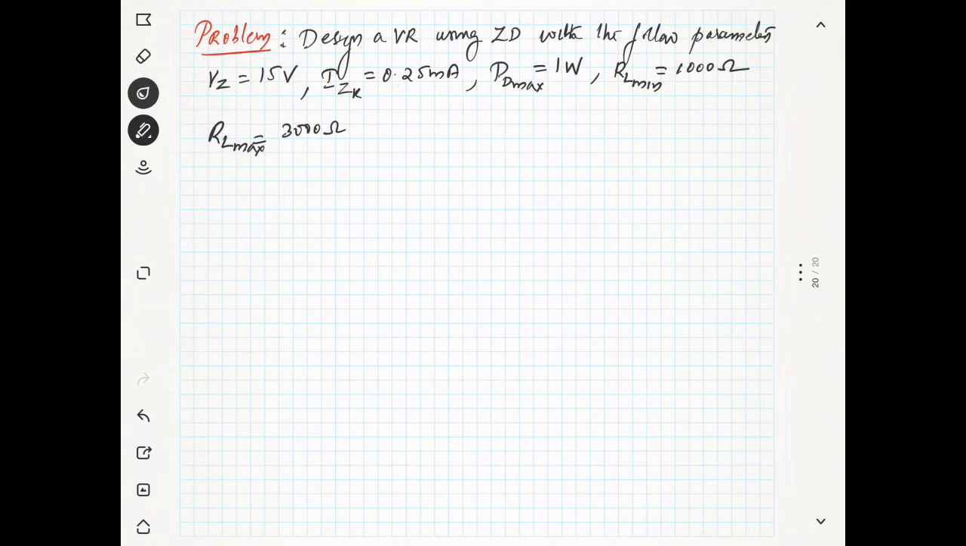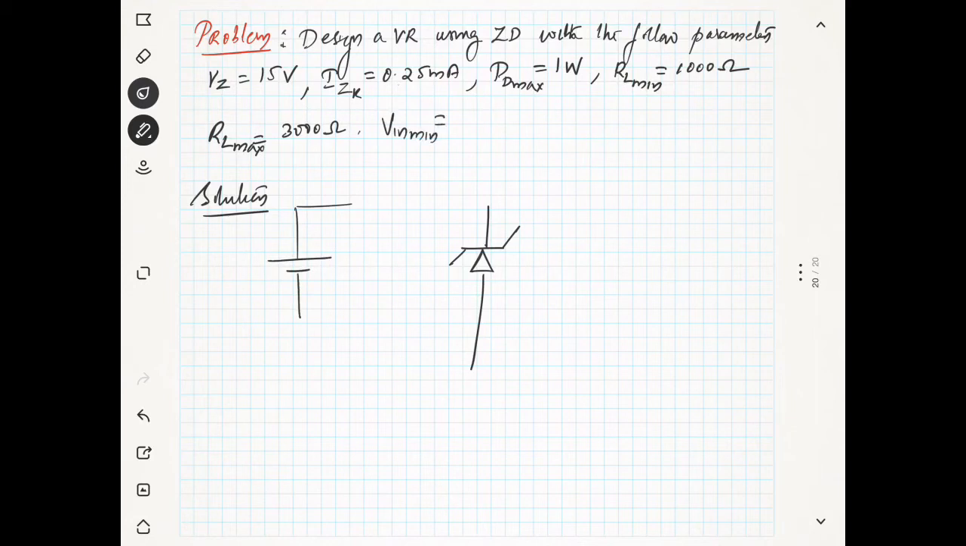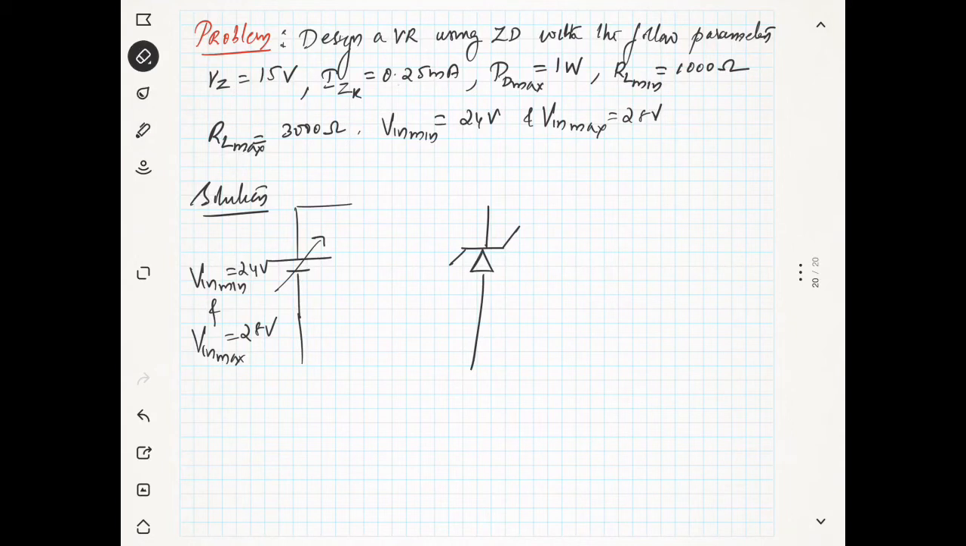So first of all, we will draw the circuit diagram. Solution: we will draw the circuit diagram something like this. This is the Zener diode. Now your input is also given. V in minimum is equal to 24 volt and V in maximum is equal to 28 volt. Now your input is changing from V in minimum, which is 24 volt, to V in maximum, which is 28 volt. Okay, now you can see here this is your Zener diode.